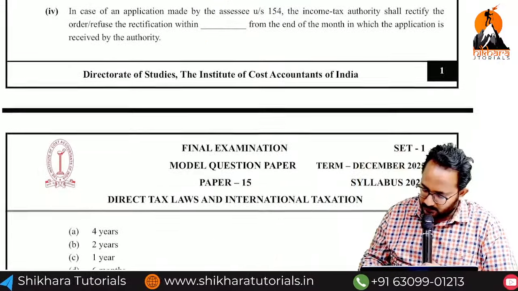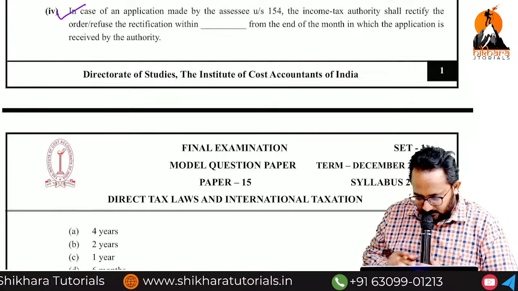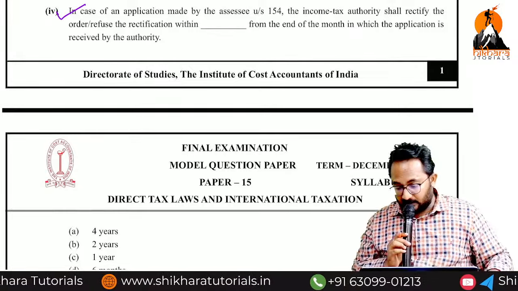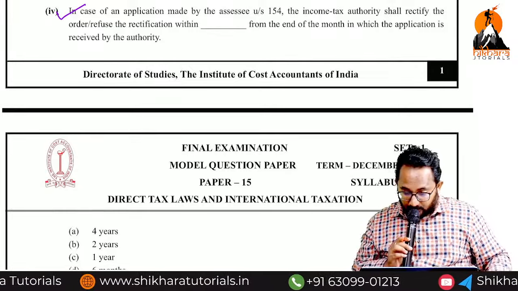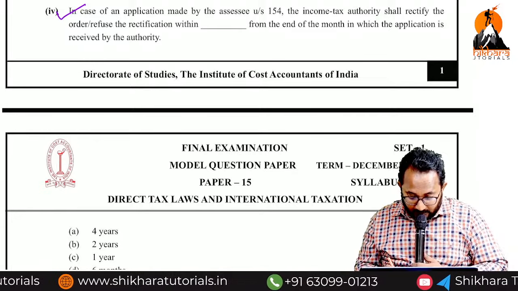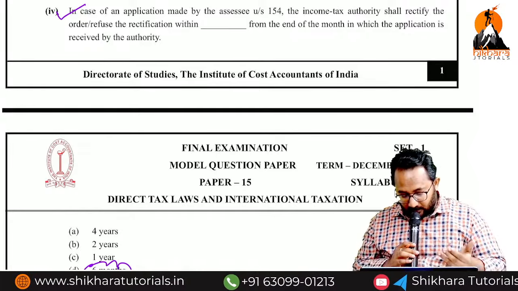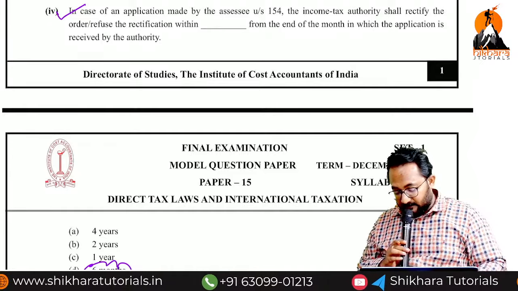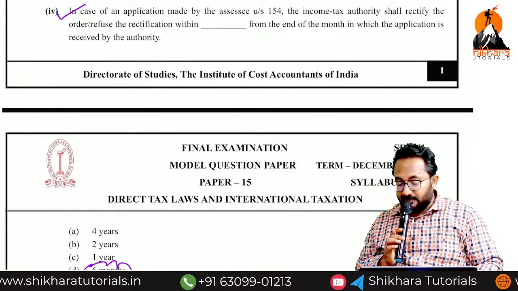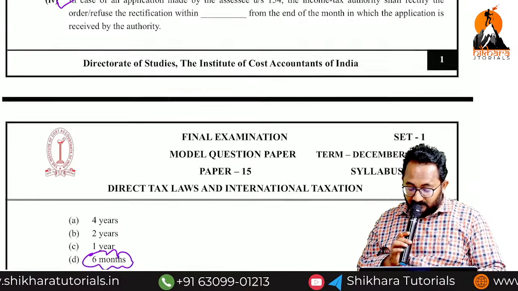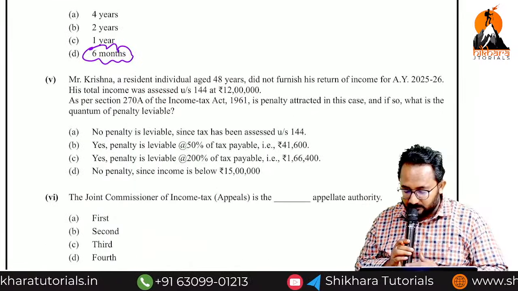Next, application under section, what is that? Application under section 154. Yes, within how many months do they need to give an order, a rectification order, or they can reject this application also? From the month end in which that application was received, within 6 months.